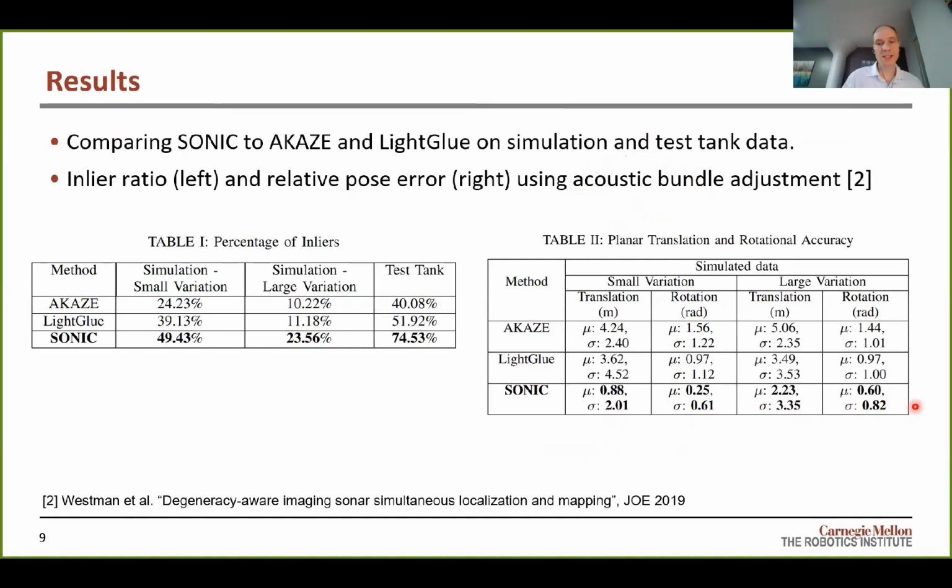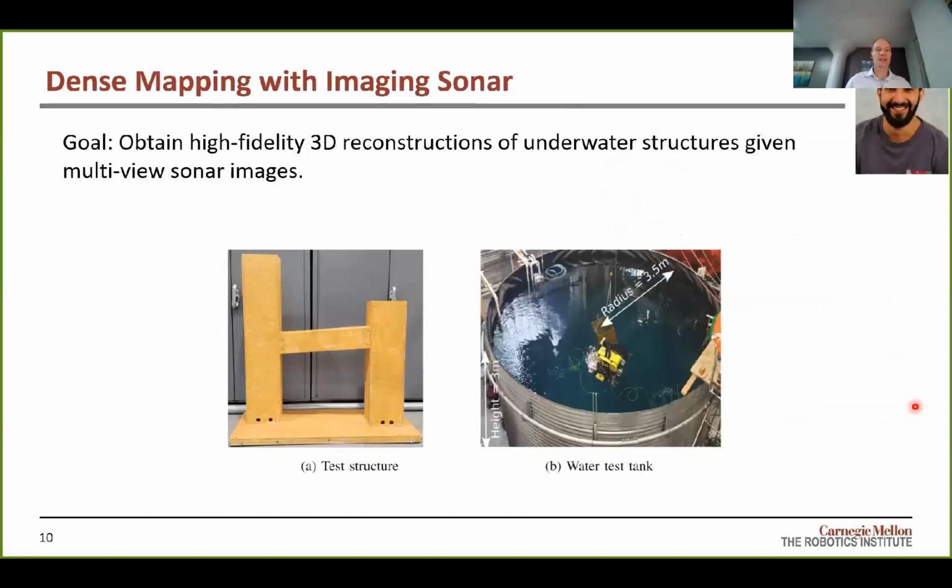Now the question is, the sparse features are not useful for navigation, so can we do dense mapping of the environment from this? Dense mapping with imaging sonar is a quite challenging topic we've been working on for a couple of years. And we finally, using a learning approach, got some quite good results here. So here's a test structure that we used in the tank.